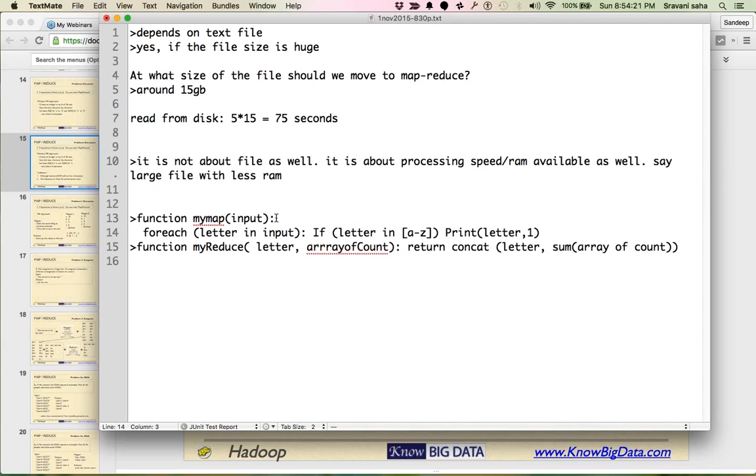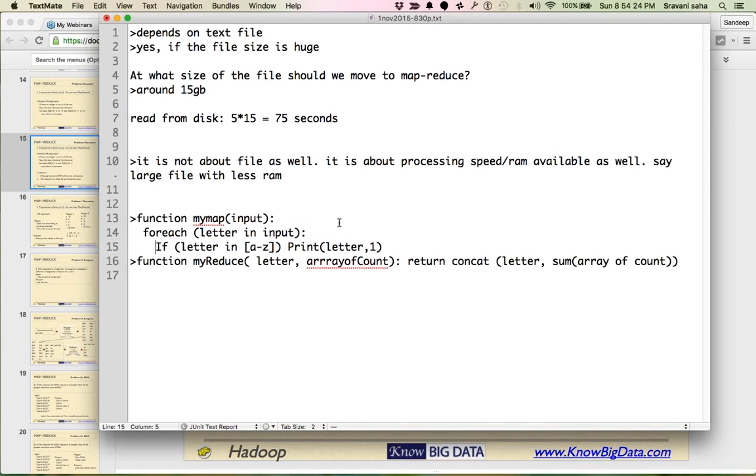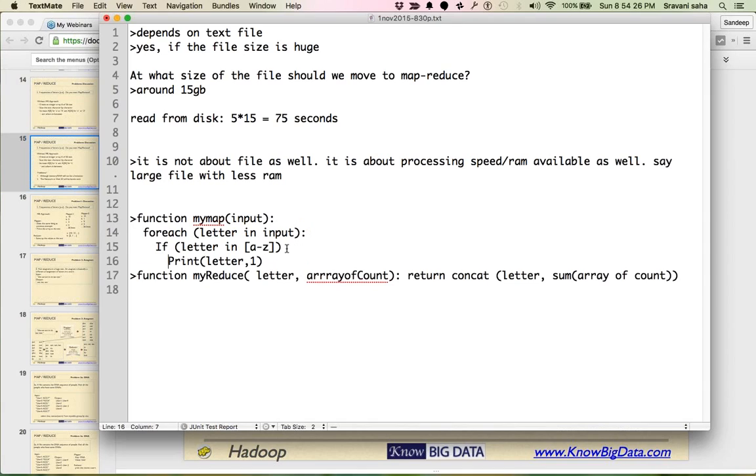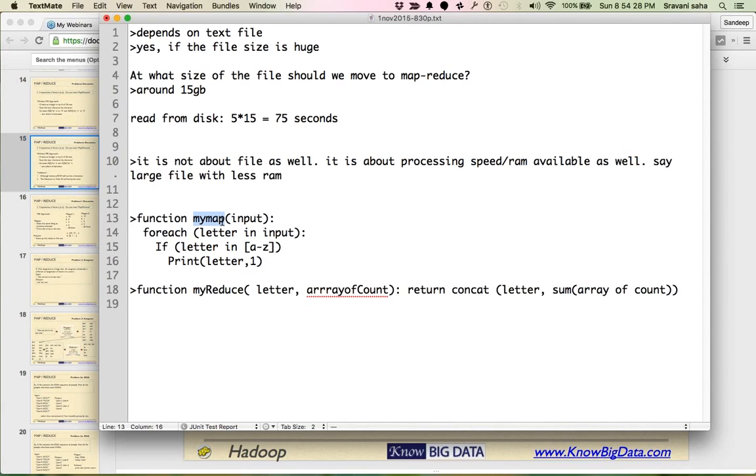What exactly is happening here is this. For each letter in the input, if the letter is A to Z, print the letter. Perfect. And then in the reduce, you don't have to concat it. You just have to return the sum. That's it. This is good.